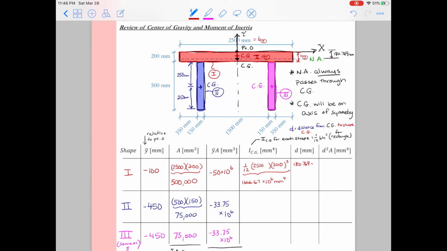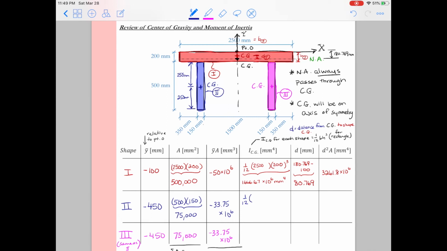And you can see it's going to be that distance from the center of gravity to the overall center of gravity. So I calculated the distance 180.769 from the top to the center of gravity for my composite shape. I'll subtract off 100 because that's half the thickness, or the distance to the red center of gravity. And that leaves me with 80.769 millimeters. After I do that, all I have to do is square that answer and multiply it by area, which I had in an earlier column, and I get the result for d squared a as 3,261.8 times 10 to the 6th millimeters to the 4th.